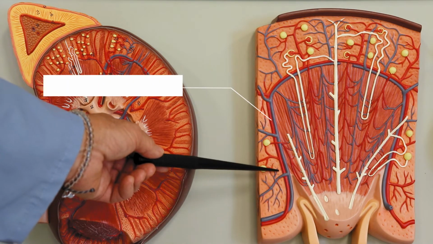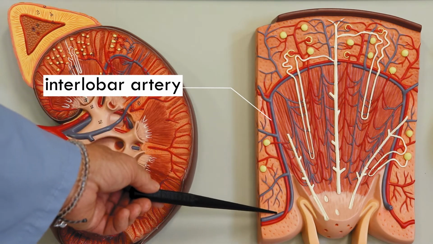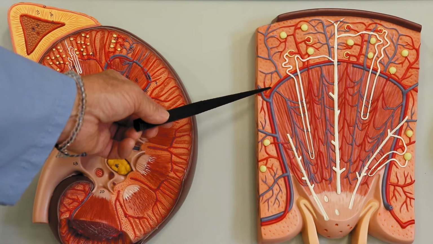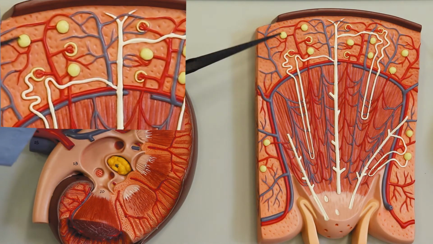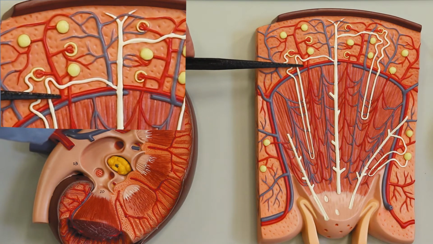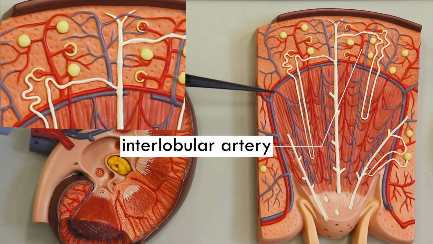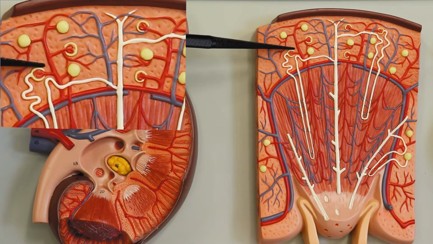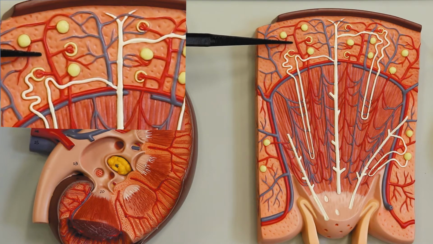These are the interlobar arteries, which are found in the renal columns. So the interlobar artery gives rise to the arcuate artery. The arcuate artery gives rise to this very little artery here. Some texts call it the interlobular artery, not the interlobar artery, but the interlobular artery. And some texts call it the cortical radiate artery.